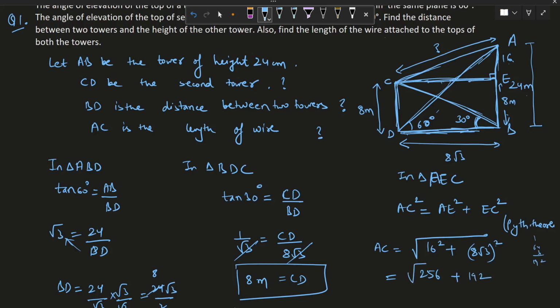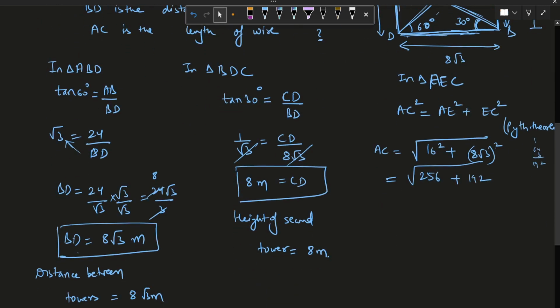192. Okay, so let's just add it. What will we get over here? That will be 448. So you need to prime factorize it. When you prime factorize 448, what will you get? You can divide it by 8 also. Let's just do division by 8 over here.